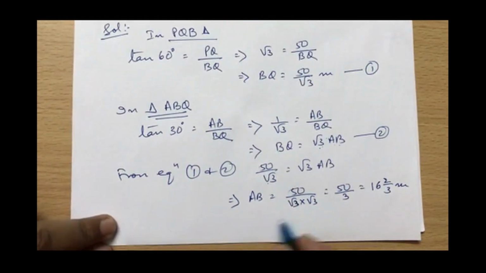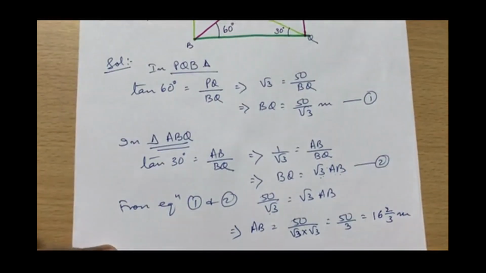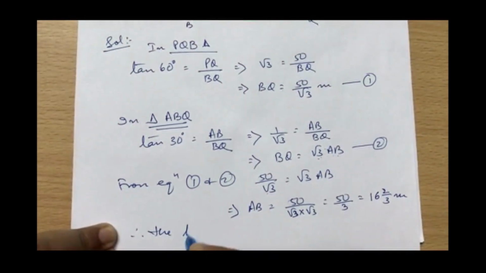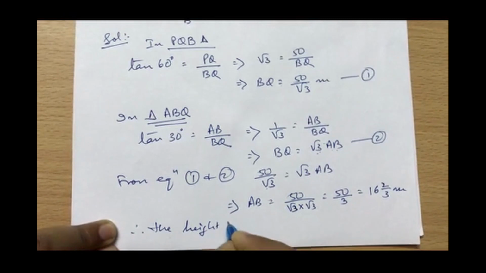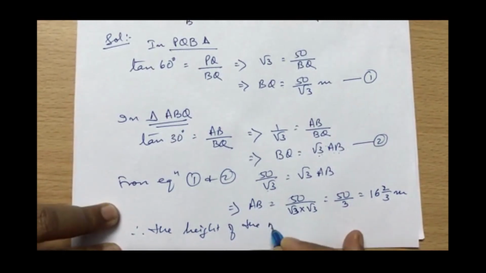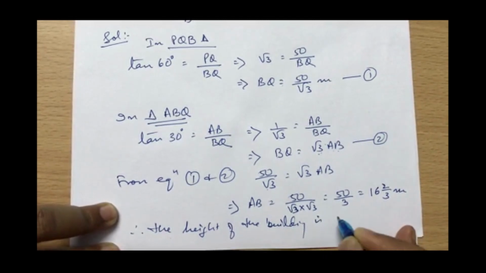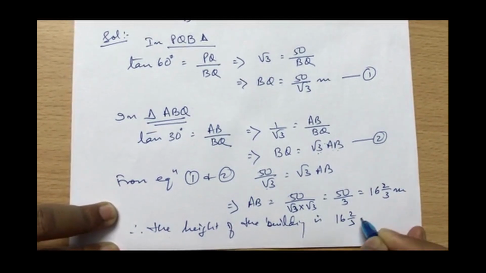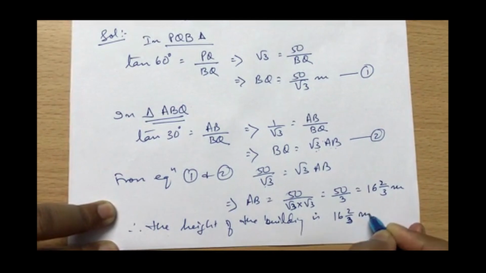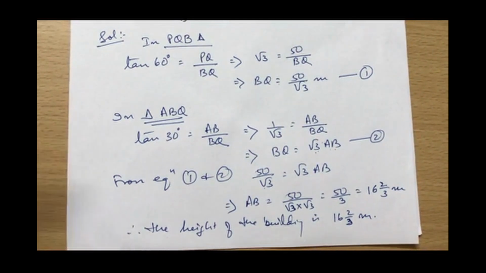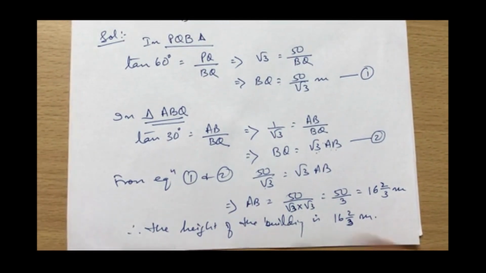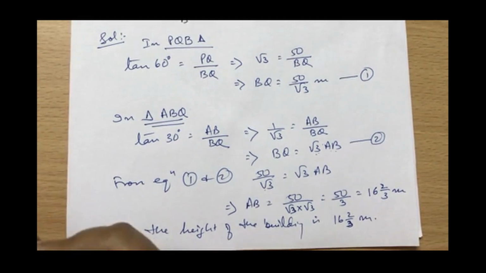So therefore, what was AB? AB is the height of the building. Therefore, the height of the building is 16 2 by 3 meters. Clear? Now, have you understood this one?